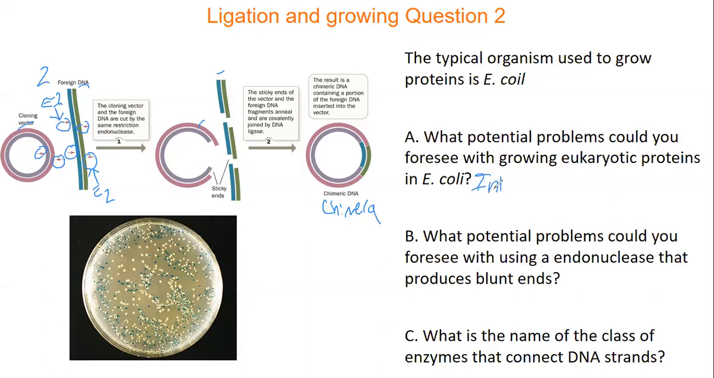Prokaryotes don't have introns. Eukaryotes do. So if you want to grow your eukaryotic protein in E. coli, you have to get rid of the introns. You can only have exons. Yep, so no introns.